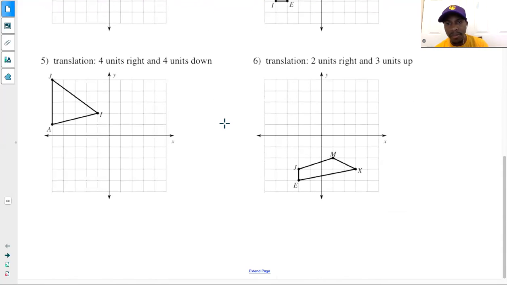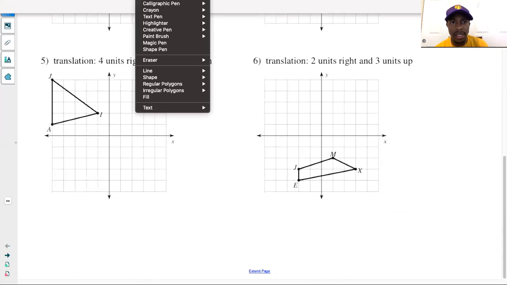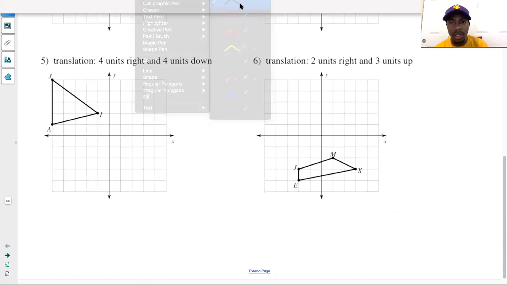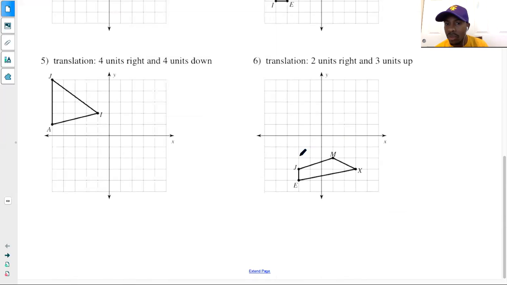Number 6. Okay, number 6, it's telling us to translate the image 2 to the right, 3 units up. So I'm moving 2 to the right, 3 units up, creating my brand new point. This new point here is going to be called J prime. Right, M, I'm going to go 2 units right, 3 up. This is my M prime. X is 2 units to the right and 3 up.